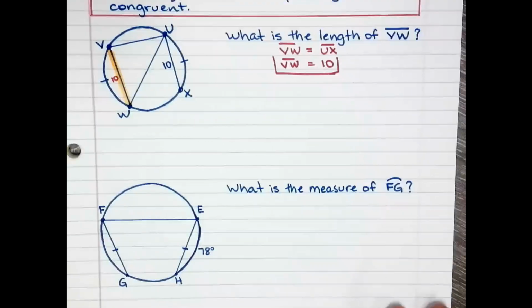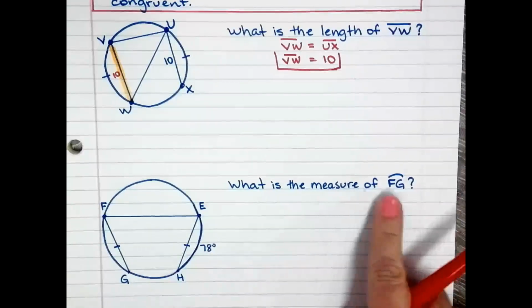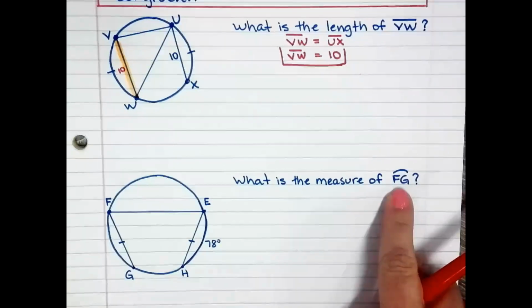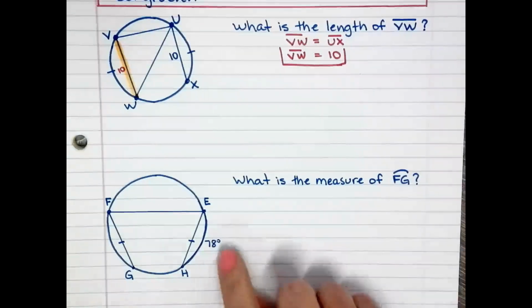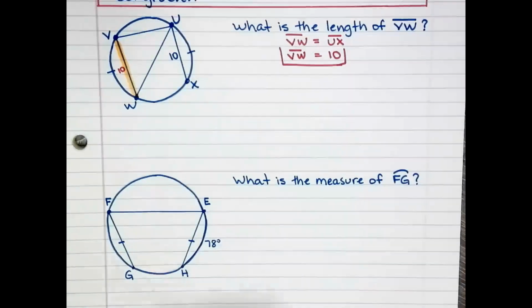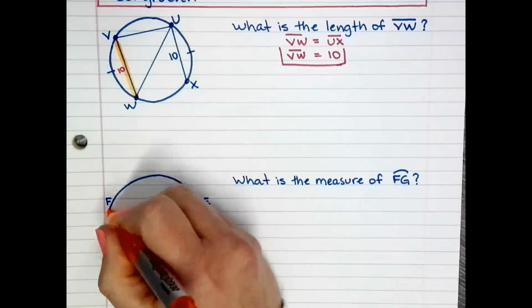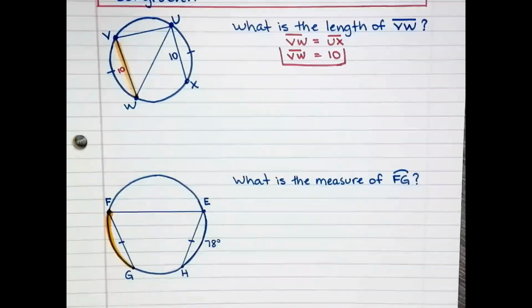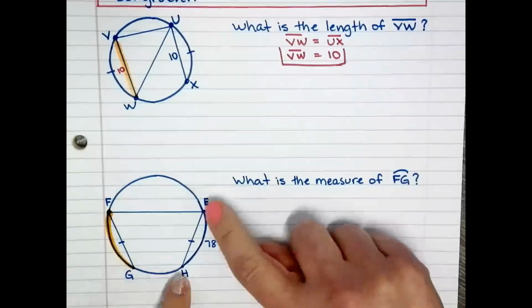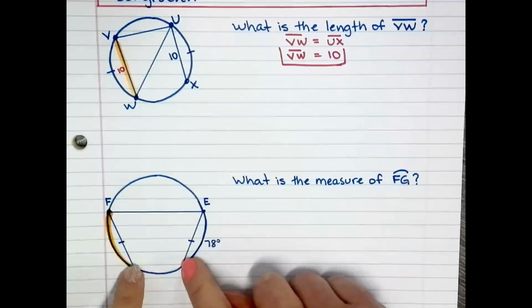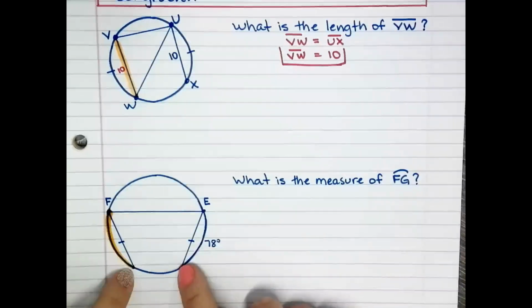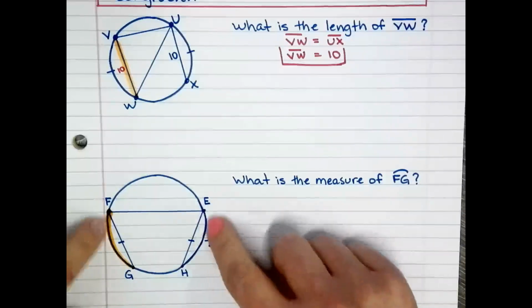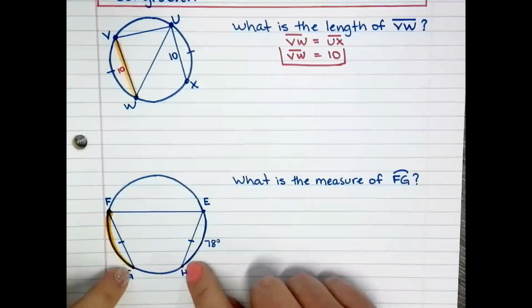With the same idea, we're going to find the measure of arc FG. So arc FG is right here. The line segment FG and line segment EH, they're congruent. So if the chords are congruent, their corresponding arcs are also congruent.